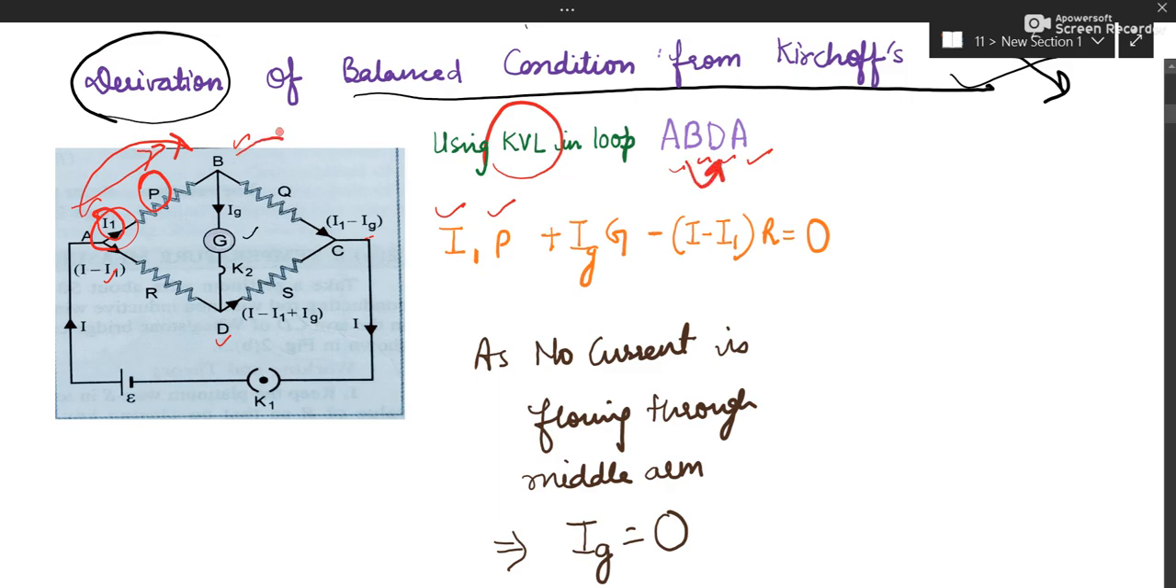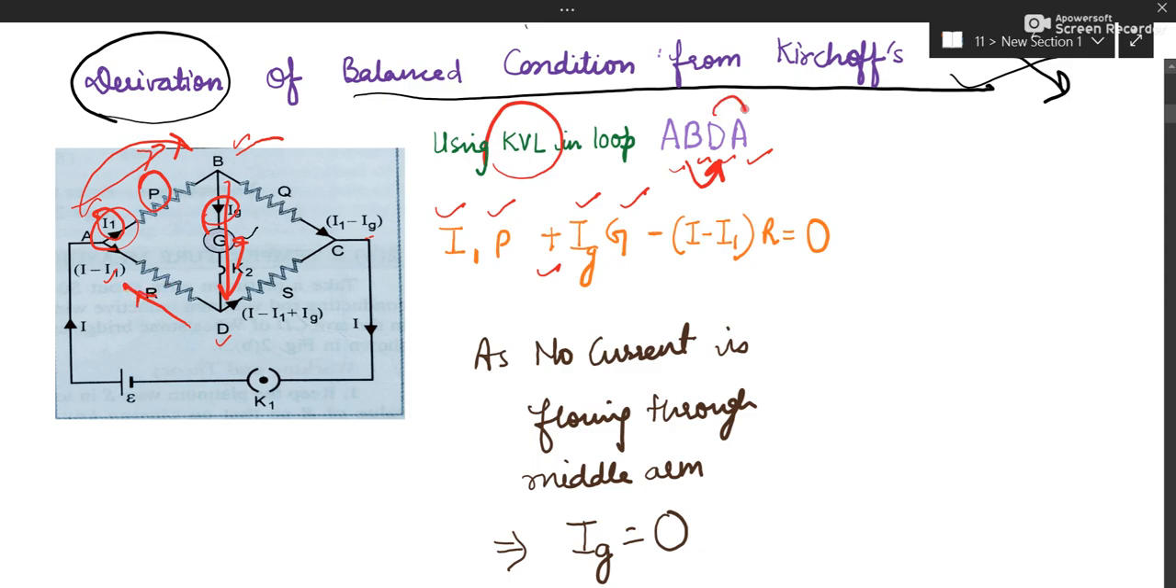So when we go from B to D, you can see your direction and current direction is same. The term has to be positive. Now current into resistance. Ig is the current through the middle arm and G is the galvanometer's resistance. Resistance of galvanometer is G. Okay. Coming to DA now.